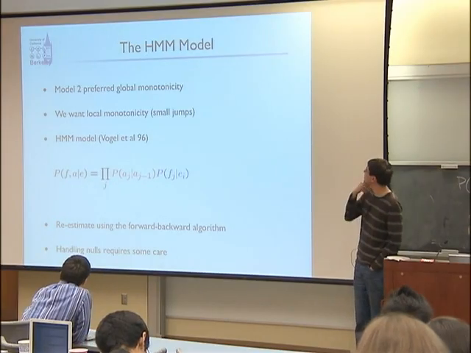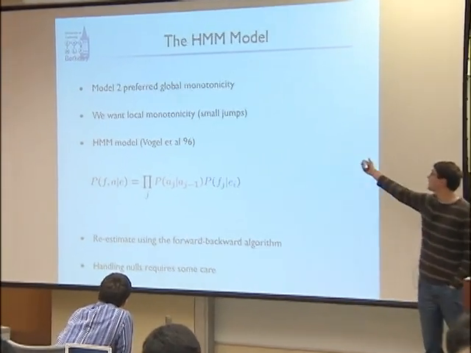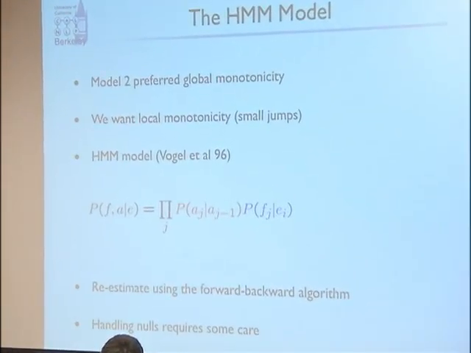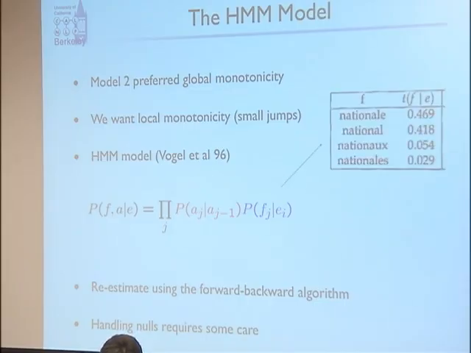So let's look at this HMM model in a little more detail. Model 2 preferred global monotonicity. Now we want something local instead, which says we're allowed to jump around, but once we've moved a phrase, we want to be able to bang out that whole phrase without incurring distortion costs for every word in it. So this was proposed in its particular form a little bit later than the original IBM model. We're only at 96, right? We're not quite into the modern era yet, but these models are still used quite regularly.